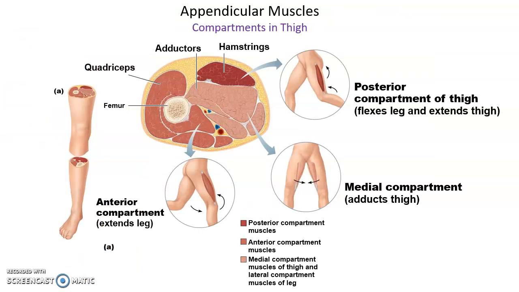Moving on to the thigh. So going down to the legs, the thighs have three compartments. They have an anterior compartment, a medial compartment, and a posterior compartment.